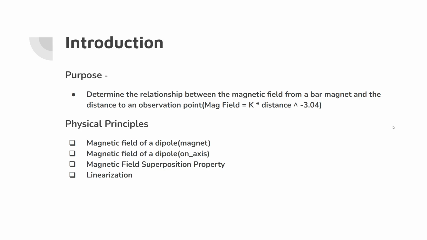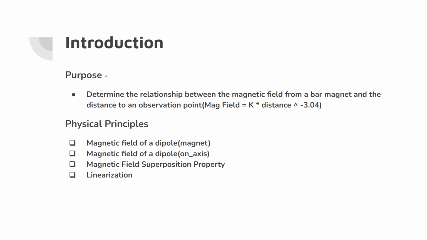There are two main purposes of this lab. First is to determine the relationship between the magnetic field from a bar magnet and the distance to an observation point, specifically the exponent of which we set the distance, which we'll later find is negative 3.04. The second purpose is to determine the magnetic dipole of a bar magnet, which we'll find is 2.71 joules per Tesla.